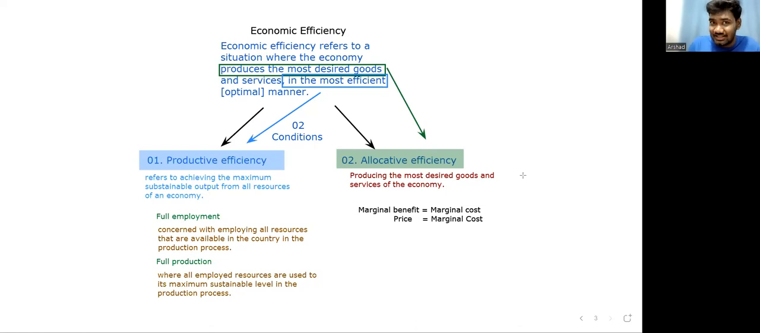Is that clear again? What is economic efficiency? What are the conditions? How does it work? Very common question in your paper, either MCQ or essay question. Any questions, problems, issues?